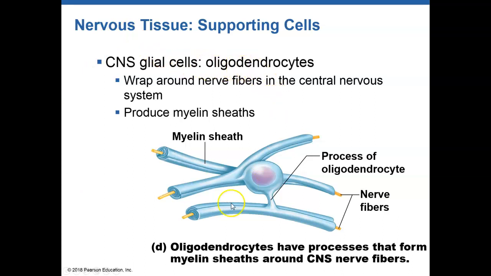And then we have our oligodendrocytes. Oligodendrocytes have multiple processes that come off of the cell body, and they wrap around the nerves. What they do is produce a myelin sheath. Myelin is a fatty tissue that insulates the neurons and helps action potentials to move faster.